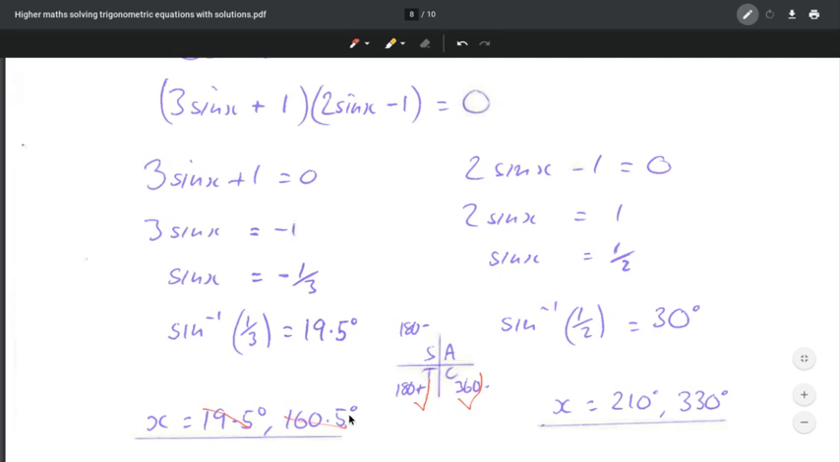So that would be 180 plus 19.5, so that would be 199.5. And also 360 minus 19.5, which should be 340.5 degrees.